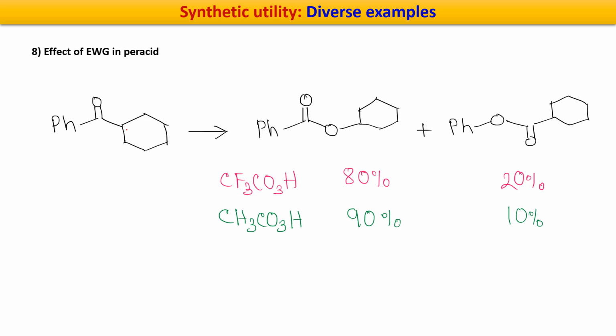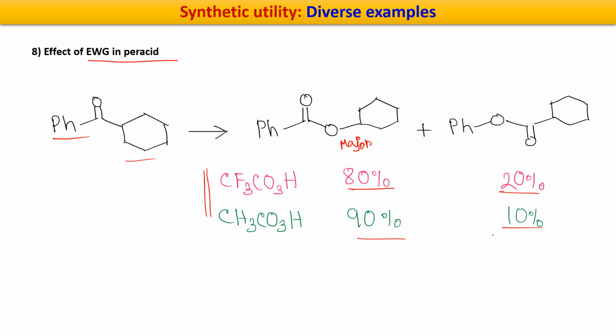Effect of electron withdrawing group in per acid. So suppose you are doing this reaction, one side you have Ph, another side you have cyclohexane, and you are doing this reaction with these two types of per acid, that is, separate reactions. So first you have taken CF3CO3H. So in both cases, this is our major product, that is fine. But the interesting point, and that has to be because we know the migrating tendency of the cyclohexyl group is high, is that here it is 80-20, and this is 90-10.